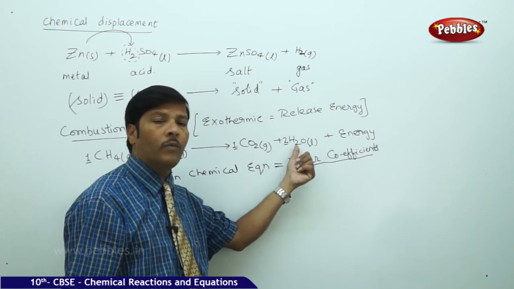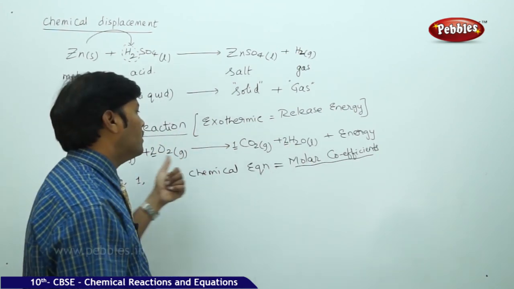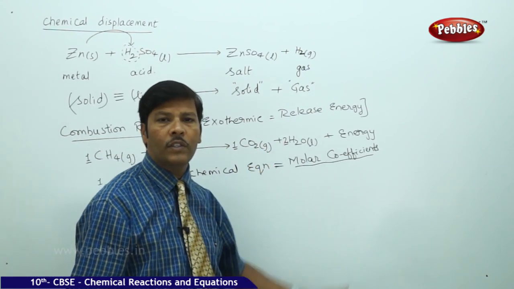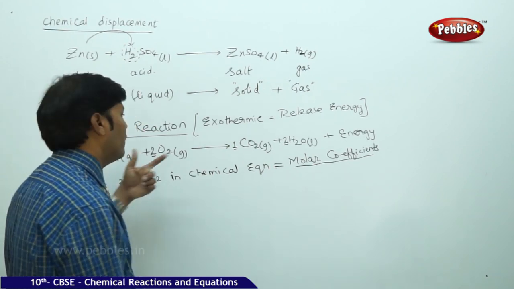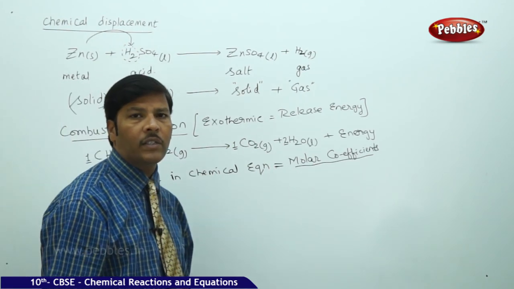So 2 twos are 4 hydrogens, here also 4 hydrogens. Here we have 2 oxygens plus 2 oxygens, 4 oxygens, and here also we have 2 twos are 4 oxygens, and 1 carbon and 1 carbon. So the entire reaction has been balanced.